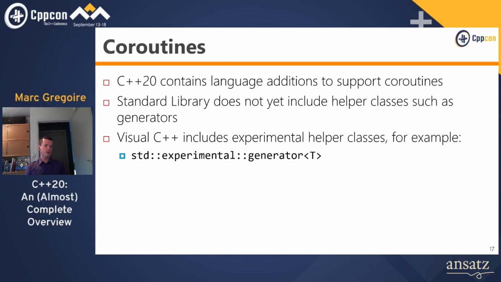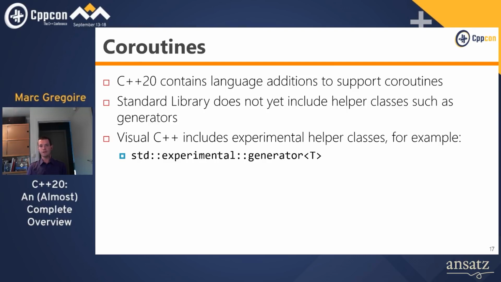However, with C++20, the standard contains all the language additions, all the machinery needed to support coroutines. So you can write your own coroutines, but the standard library does not yet include any helper classes such as these generators or asynchronous I/O. So we first want to get some more real-world experience with working with coroutines before any of these helper classes are standardized, maybe in the next C++ standard.